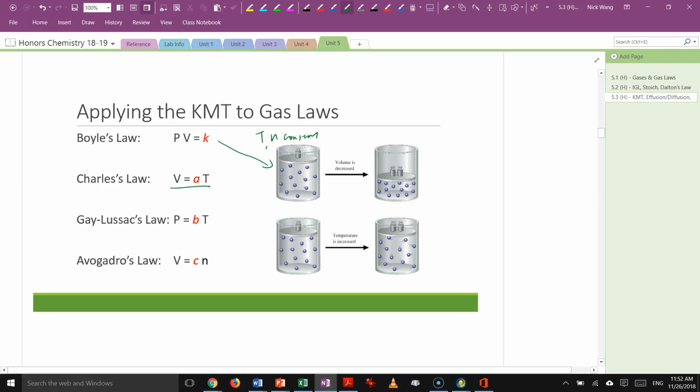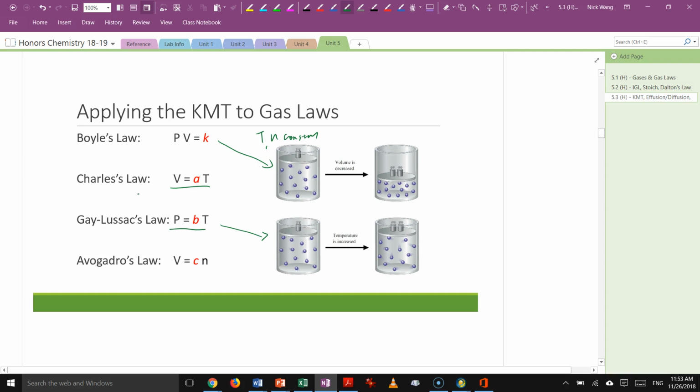Charles' law, right here. This is a relationship between volume and temperature. And then we also have Gay-Lussac's law, which is a relationship between pressure and temperature. So let's take a look at that in relation to this middle diagram right here, or the Charles' law isn't really illustrated in here.